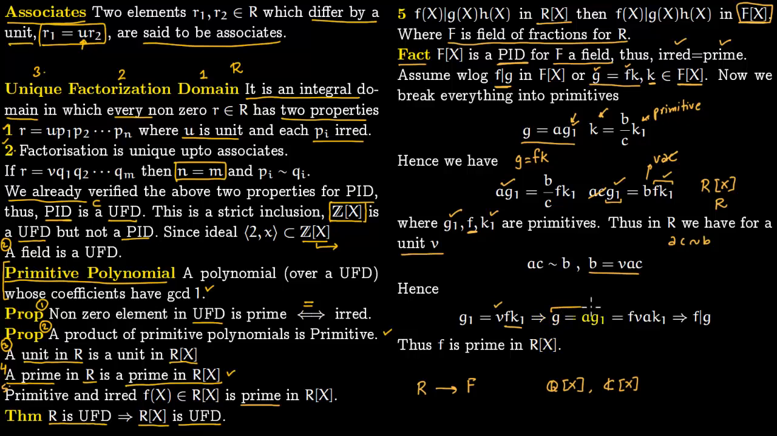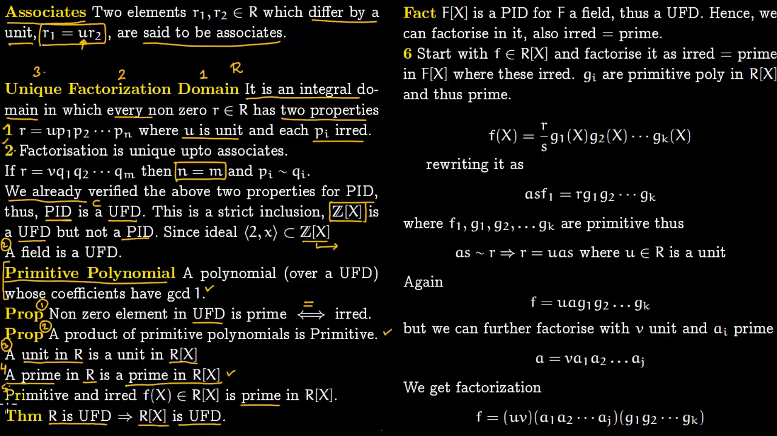So this implies g is equal to a g1 from here. You copy this down, and instead of g1 you write v f k1, with the a sitting right here. Now you can see this entire thing is equal to g. So f divides g, and that's what we wanted to show. Therefore f is prime: f divides g times h, and we have shown that f divides g, therefore f is prime.